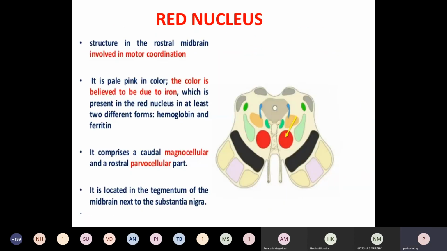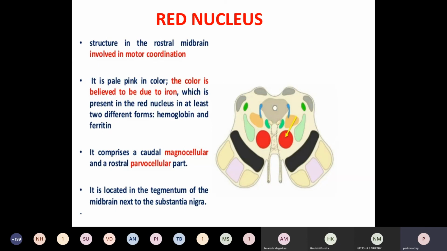Sometimes the red nucleus can be asked as a short question. This red nucleus is present in the midbrain and it is involved in motor coordination. In the first sections it is pink in color, so it is called the red nucleus, and the color is because of the presence of iron content in the nucleus. It has two parts: the upper part is called the parvocellular part, and the lower part is called the magnocellular part.